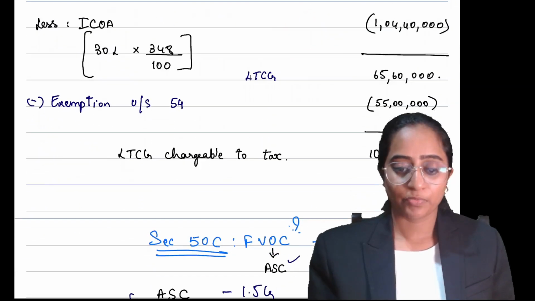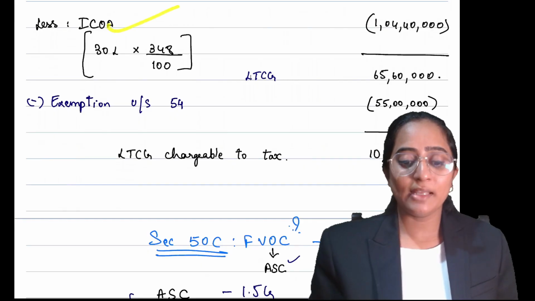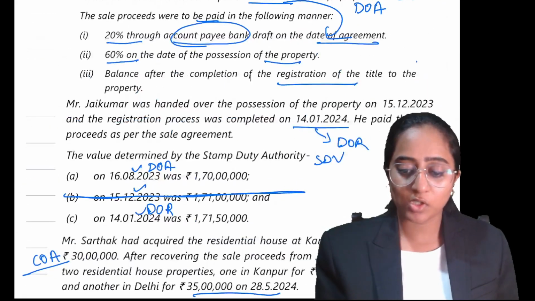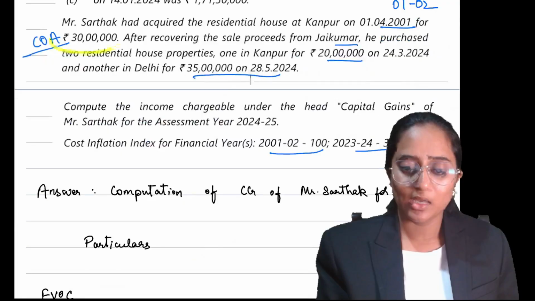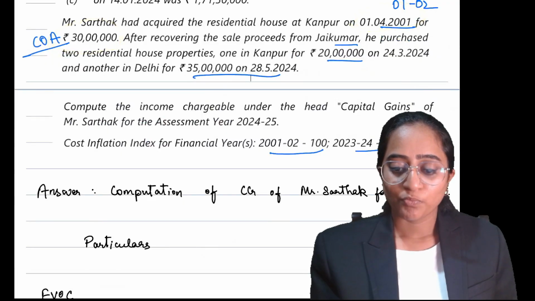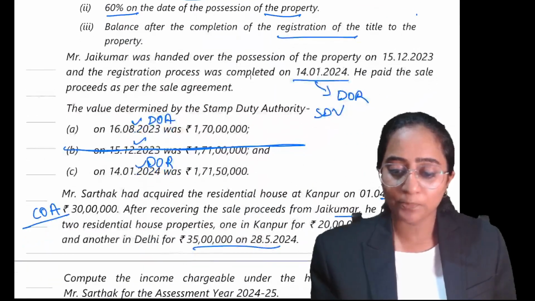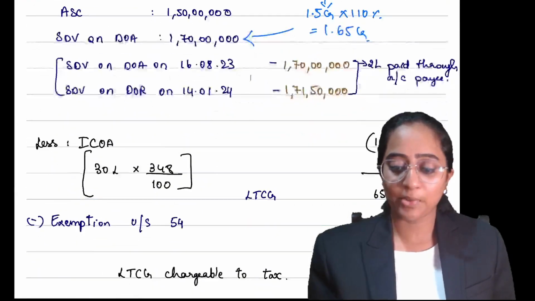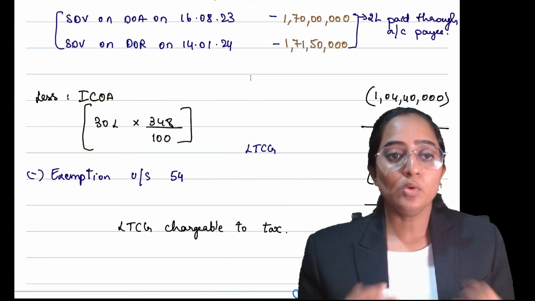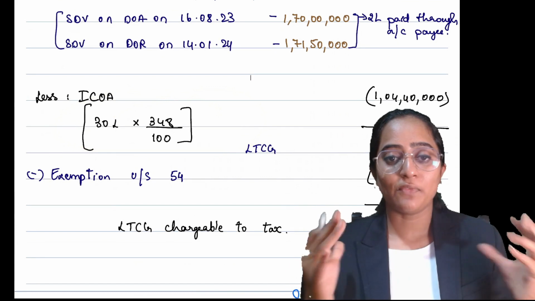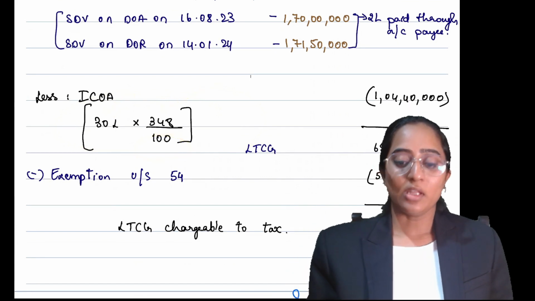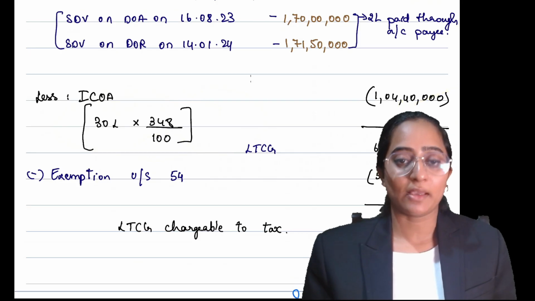Clear? Now, minus indexed cost of acquisition. All of us know the cost of acquisition in the question. How much was the cost of acquisition given in the question, people? 30 lakh was the cost of acquisition. Transfer has happened in 2023-24, that is, the transaction has happened in 23-24. So I'm going to consider my indexed cost of acquisition. I assume you guys already know the indexed cost of acquisition calculation. 30 lakh divided by 100, multiplied by 348. You already got the indexed cost of acquisition.